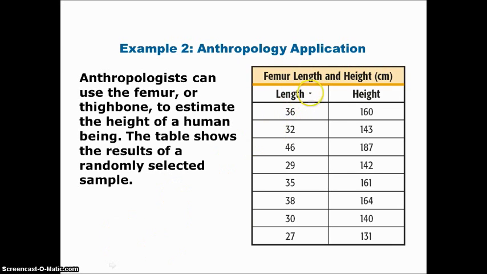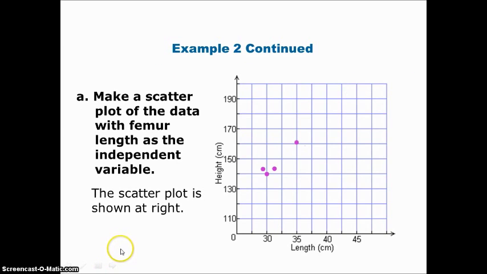The femur length will be the x's, the height will be the y's, and we're going to estimate the height of a human being, and this table shows the results of a randomly selected sample. So the first thing to do is to make a scatter plot using femur length as the independent variable, and the scatter plot is shown at the right, and it looks like it has a positive correlation.